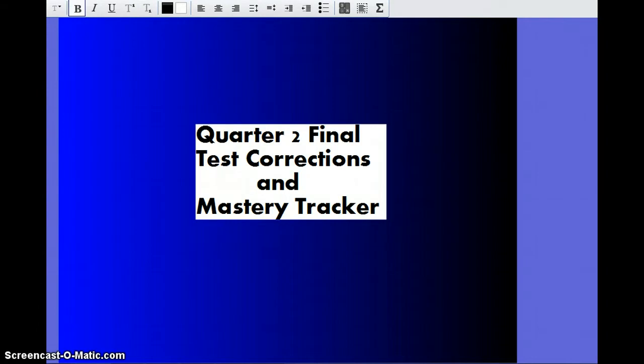It is now time to take a look at our quarter 2 final and make some test corrections and also to track our mastery of skills. It's important to know where we're at, to know which skills we are strong in and we don't necessarily need to study, and which skills we definitely need to focus on so that we can do the best possible job that we can on the MSA, which is just around the corner.